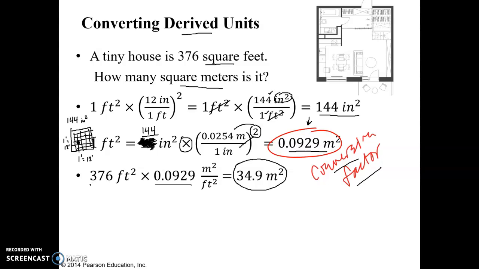So the original problem was 376 square feet, and we want to multiply that by the conversion factor of 0.0929 square meters for every 1 square foot. So this is the conversion factor, which we multiply by to then get our actual answer, 34.9 square meters.